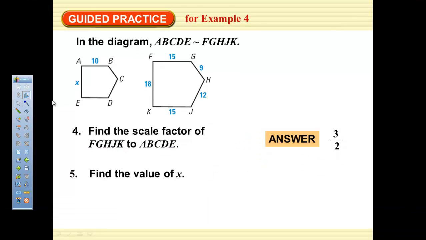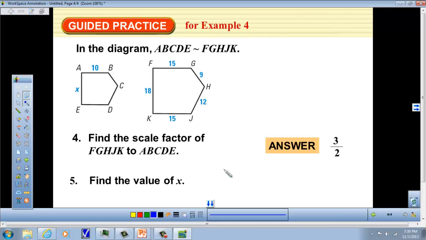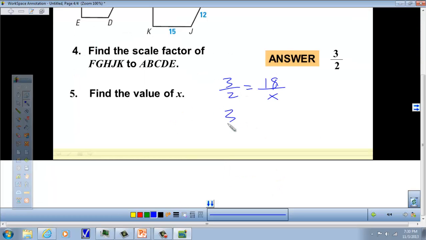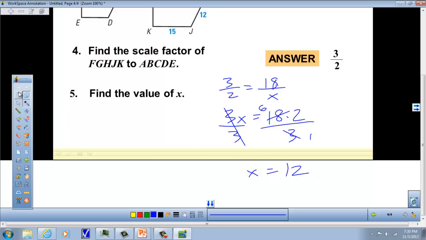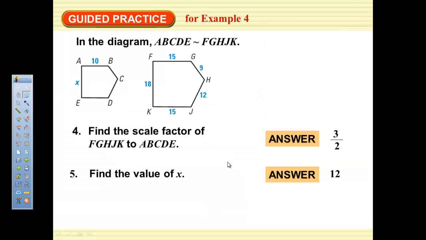So for the second part, we want to find the value of x. Again, we can use the scale factor here, so we say 3 over 2, and then we look at the two parts that correspond here. The big one's 18, the small one is x, so we say 18 over x. We're going to cross multiply. We get 3x equals 18 times 2. I'm going to leave it like that because I can actually simplify without a calculator. 18 divided by 3 gives me 1 here and 6 here, so x is equal to 12.